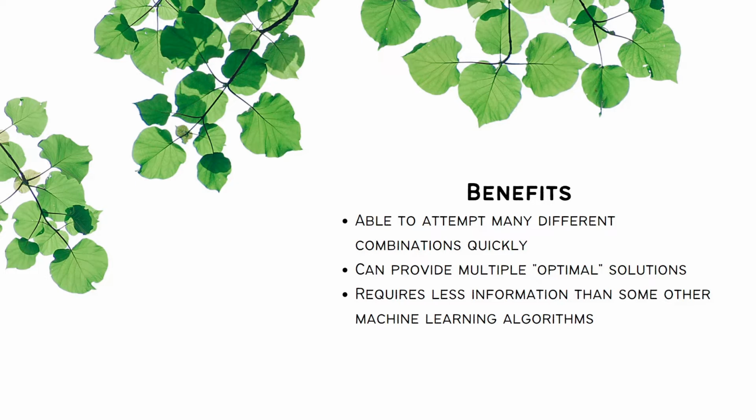There are many benefits to utilizing a genetic algorithm. They are able to attempt many different combinations very quickly. They can provide multiple optimal solutions. So this would be different combinations that achieve the same goal. And they require less information than some other machine learning algorithms. Take, for example, a neural network may require thousands of photos as examples in order to correctly classify an image, whereas a genetic algorithm simply needs to know what are the different items or pieces of this puzzle that I'm trying to solve, and how do I score my different combinations.